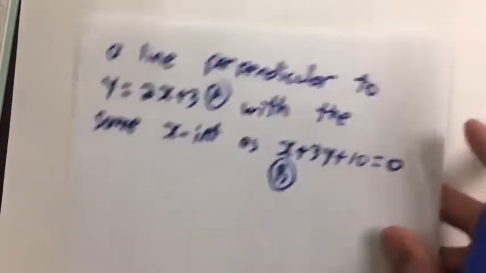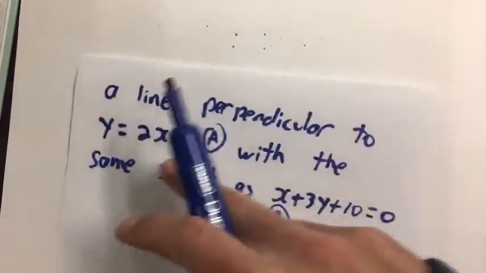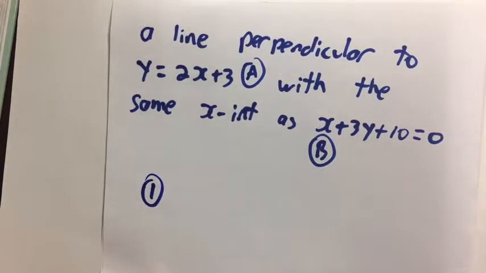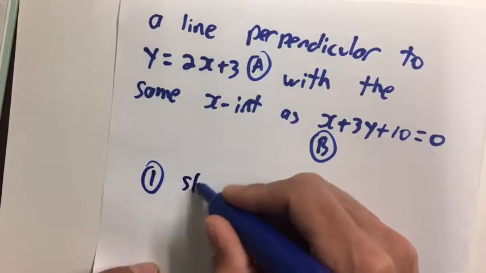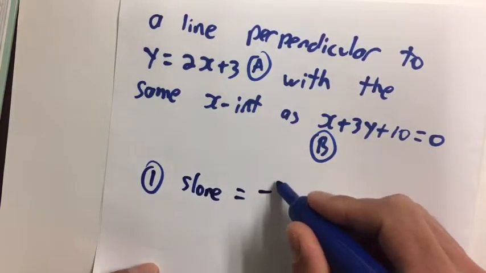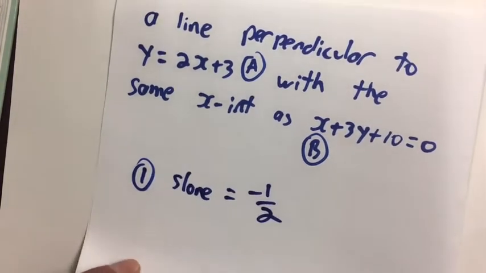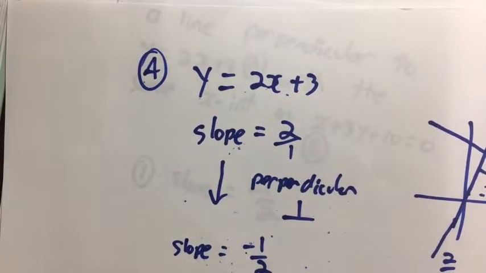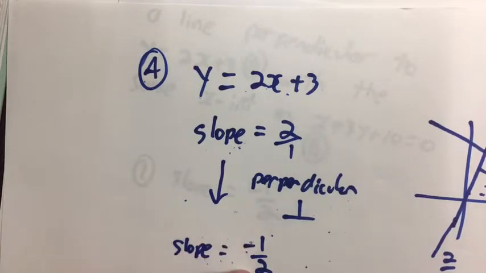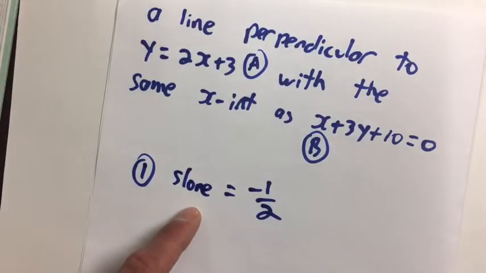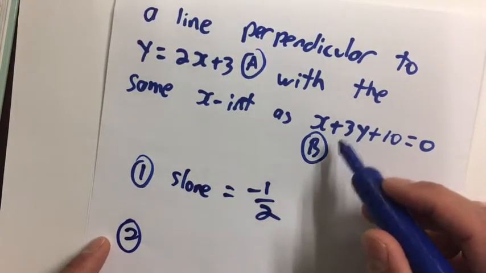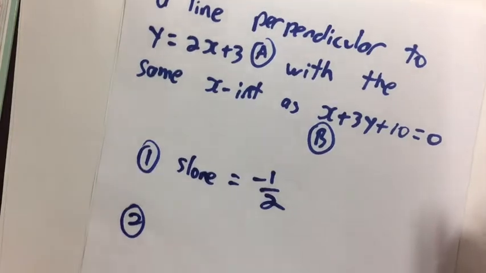So, going back to our original question, we want a line that is perpendicular to y equals 2x plus 3. So the first true fact that we have is that our slope must be equal to negative 1 over 2. Again, equation A had a slope of 2, so to be perpendicular to it, we have to have a slope of negative 1 over 2. So that's our first fact. Our second fact is it's got to have the same x-intercept as this. So let me figure out what that means here.